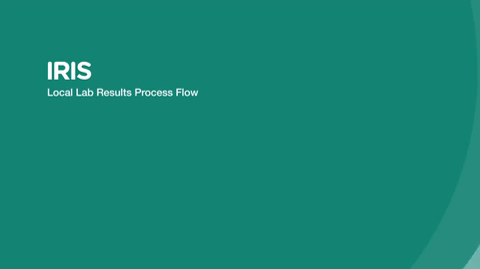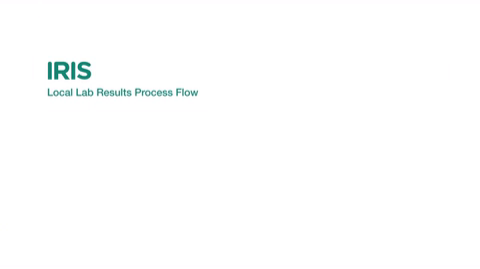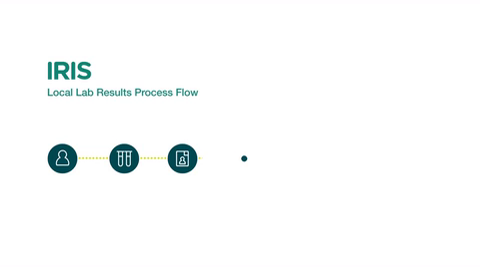Local lab results, process flow. The IRIS process is as follows. A subject has lab testing performed at a local laboratory. The laboratory reports are sent to the sites from the local lab. Lab reports are prepared by the site for submission to ICON IRIS according to study requirements. The study coordinator fills out the data requisition form, uses it as a cover page to the local laboratory reports, and submits to ICON IRIS via email or fax.